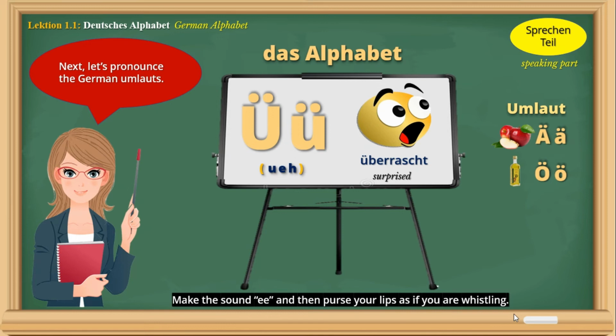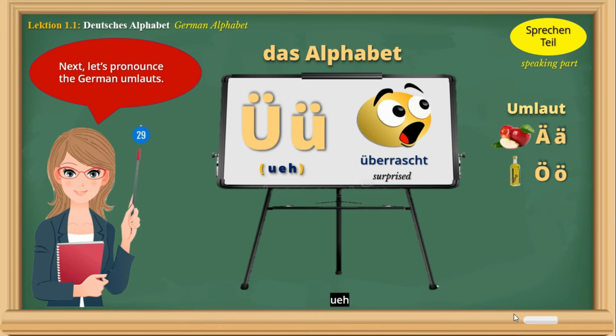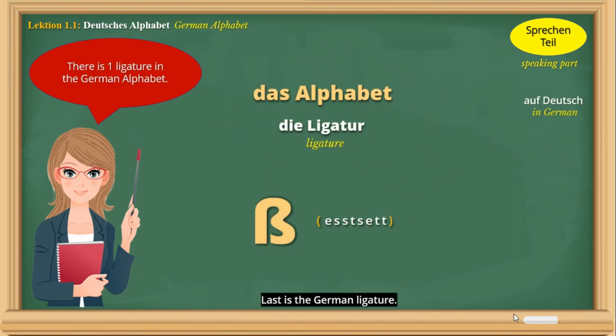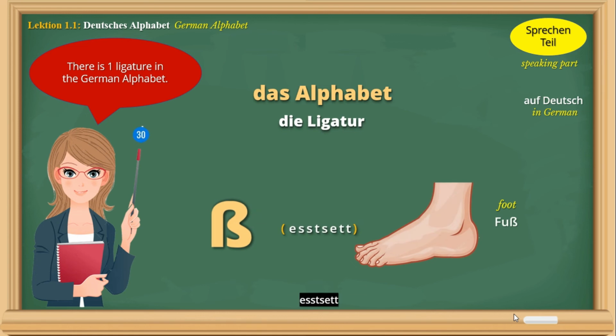Make the sound E and purse your lips as if you're whistling. Ü. Überrascht, surprised. Last is the German ligature. ß. Fuß, foot.